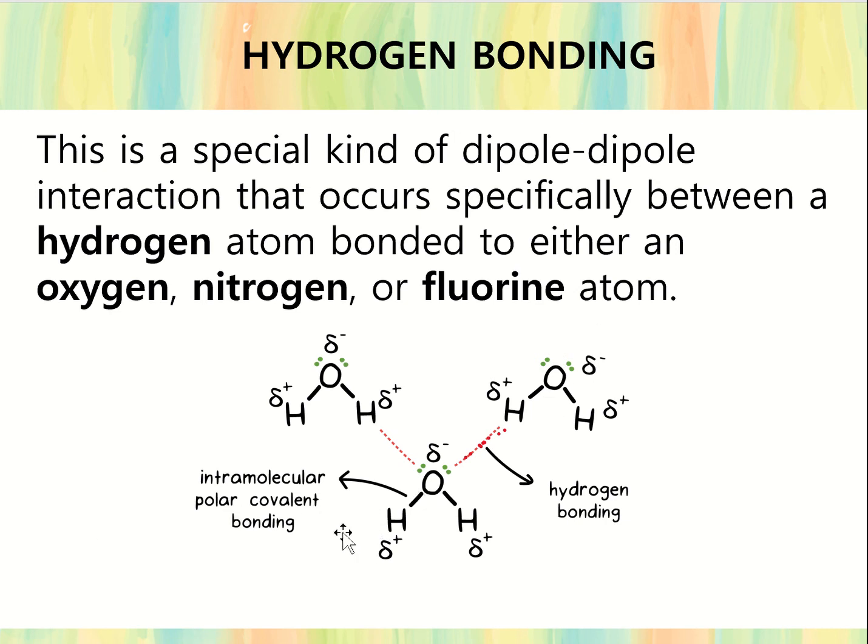So just to distinguish here, we have an intramolecular polar covalent bonding going on between the hydrogen and the oxygen, and we have our intermolecular hydrogen bonding seen here. As I said, it doesn't have to be oxygen, it can be nitrogen or fluorine. Essentially, a huge difference in electronegativity.